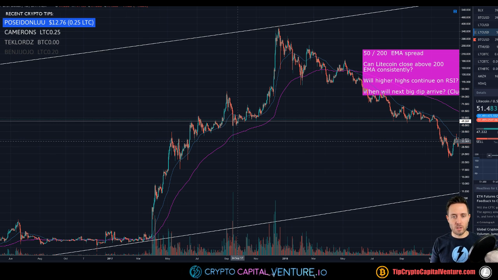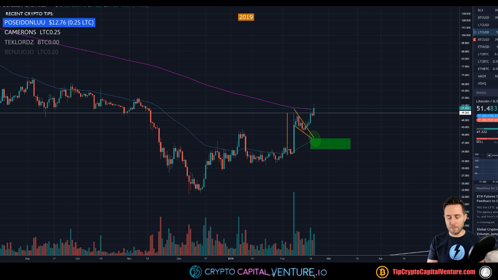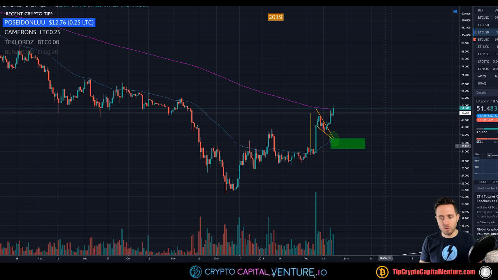That's crypto. If you can learn to anticipate those moves, you make money. It's as simple as that. If you can learn to anticipate those moves, even in a bull market, you can continue accumulating.